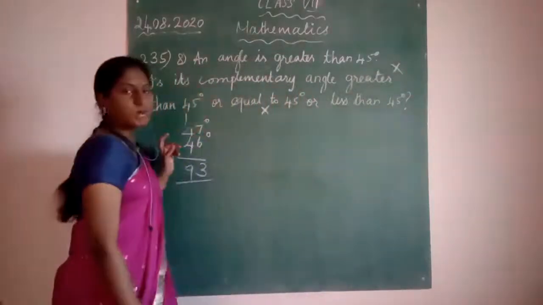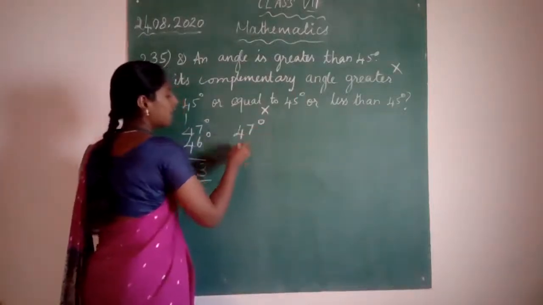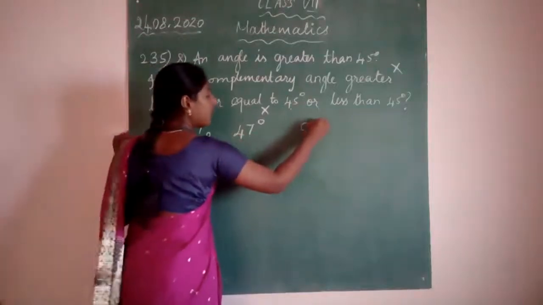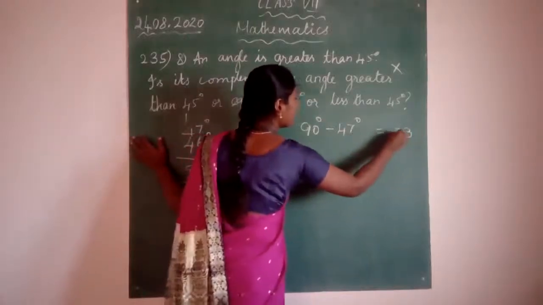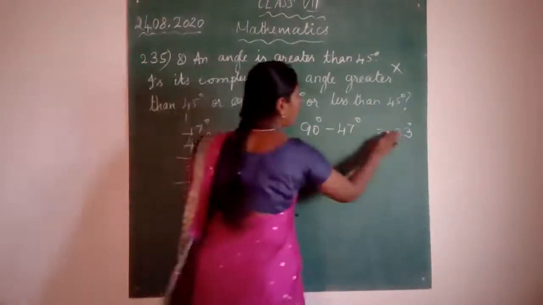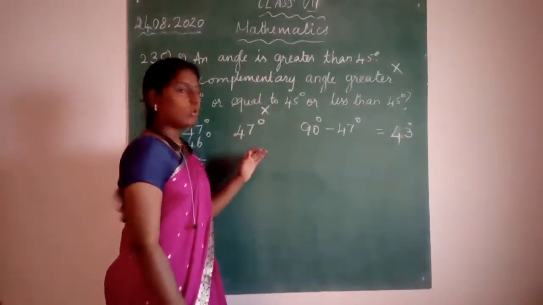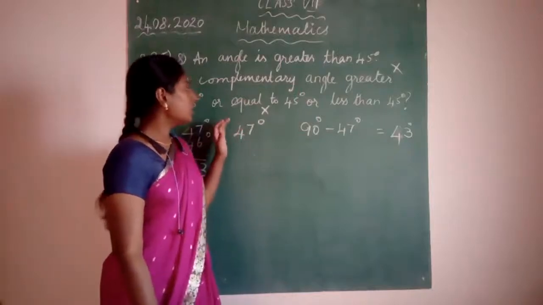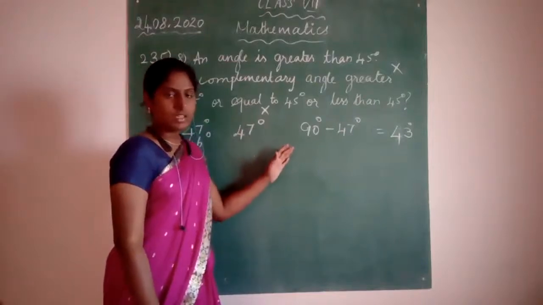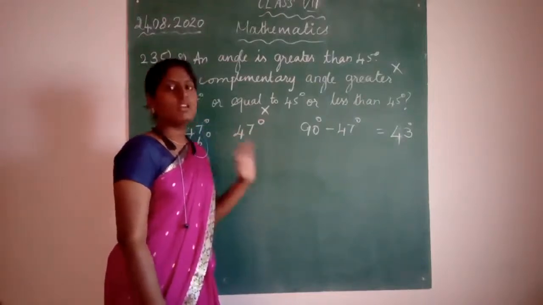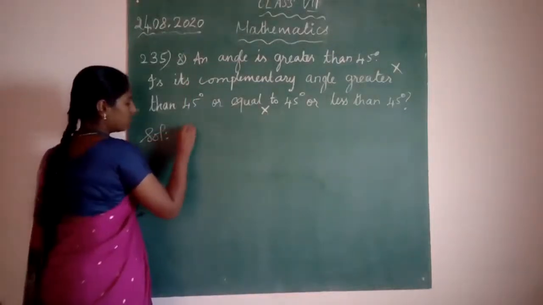Then what about less than 45 degrees? If one angle is 47 degrees, then the other angle is 90 degrees minus 47 degrees, and that is nothing but 43 degrees. Is it clear? So if an angle is more than 45 degrees, its complement should be less than 45 degrees. Keep it in mind. Now let us write the solution.